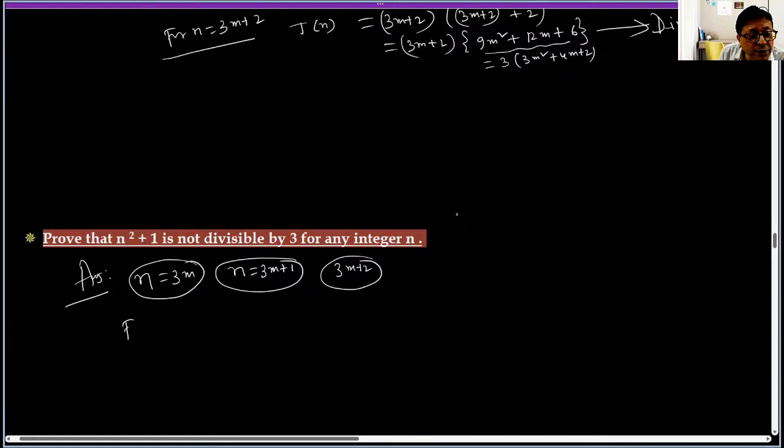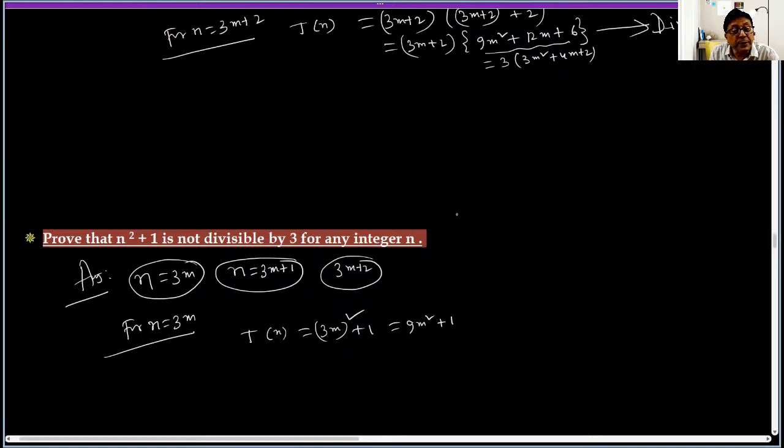Now for n equal to 3m, what do you get? This expression n square plus 1 is going to be 3m whole square plus 1, that is 9m square plus 1. If you divide it by 3, there is a remainder 1. So this is the remainder because this part is completely divisible by 3. So here the remainder is 1. So it is not divisible by 3.